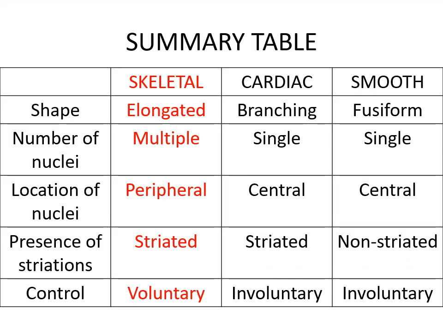So, gumawa ako ng summary table of the three types of muscle tissue, no? So, again, balikan natin yung skeletal muscle tissue. They are elongated in shape. Multiple ang nucleus. Ano ang term madalas na sinasabi natin? Multinucleated. Peripherally located nucleus. May striations. And ang type of control is voluntary.